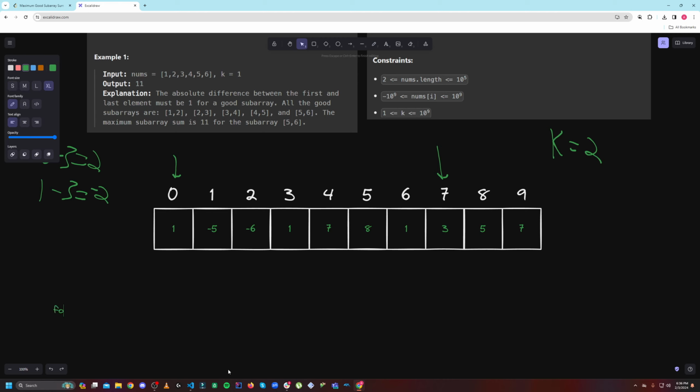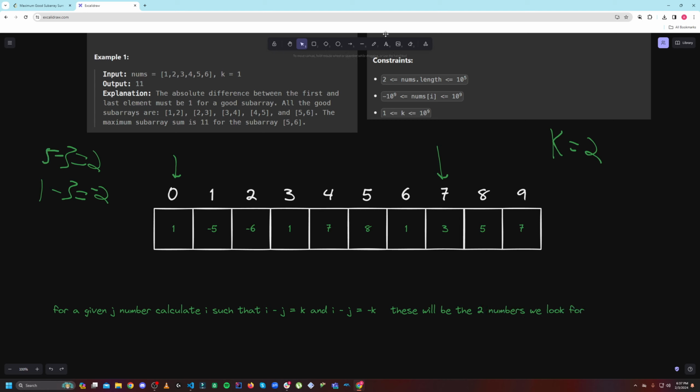So for a given number j, calculate i such that i minus j equals k, and i minus j equals negative k. And these will be the two numbers we look for, right? These will be the two numbers we look for.